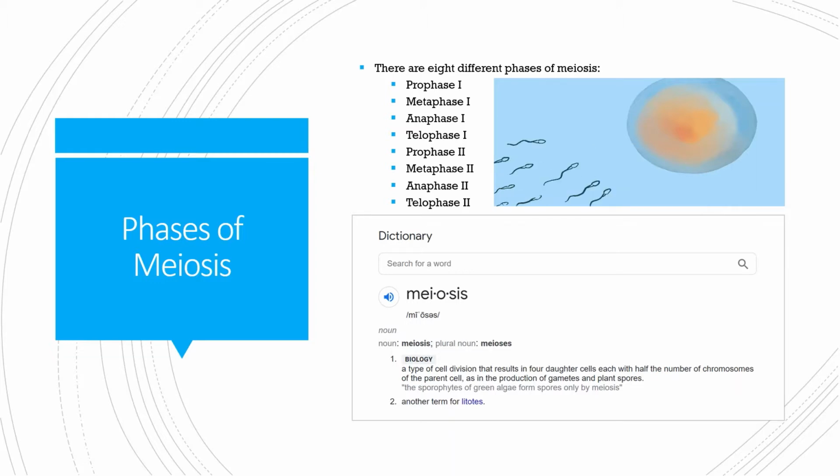It is a type of cell division that results in four daughter cells, each with half the number of chromosomes of the parent cell, as in the production of gametes and plant spores. So, with meiosis, the cells are getting their genetic information reduced in half, so that when it pairs up with another sex cell that also has another half, they can make one whole again, which is what happens in fertilization.